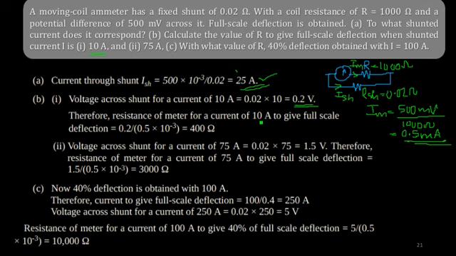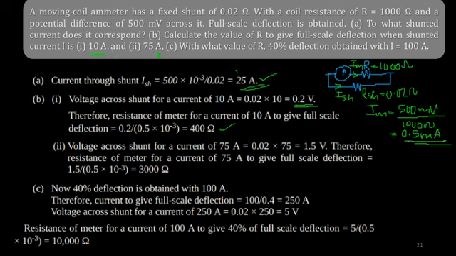Now the resistance of the meter for the current of 10 ampere shunt will be given by 0.2 volt, which is across it, divided by the current, that is 0.5 milliampere. So that will give you 400 ohms. So initially you had 1000 ohms, now you have only 400 ohms.